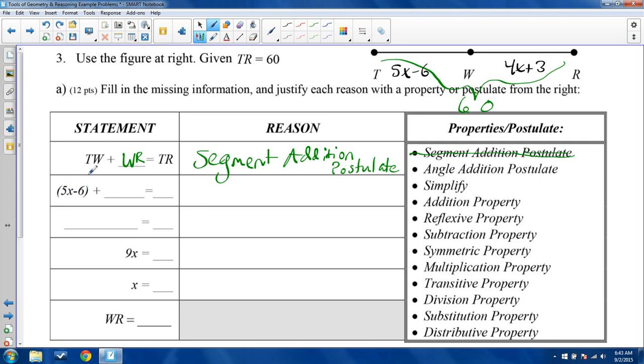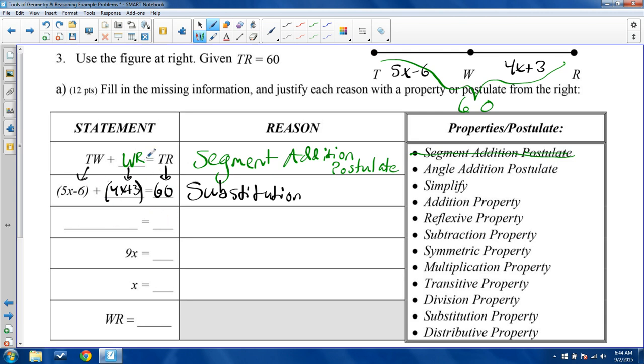5x minus 6. So here, this is built for you, so you should probably make the connection that, oh, look, this is the measured length TW of that segment. This is 5x minus 6, and plus the length of WR, this part must be 4x plus 3. I'm just going to group it. And that equals the length of TR. What is that? Ooh, that's 60. Right? So what did we just do there? This was what we call substitution, where we replace values for our variables in this particular instance. The next part looks like we're trying to solve for x.